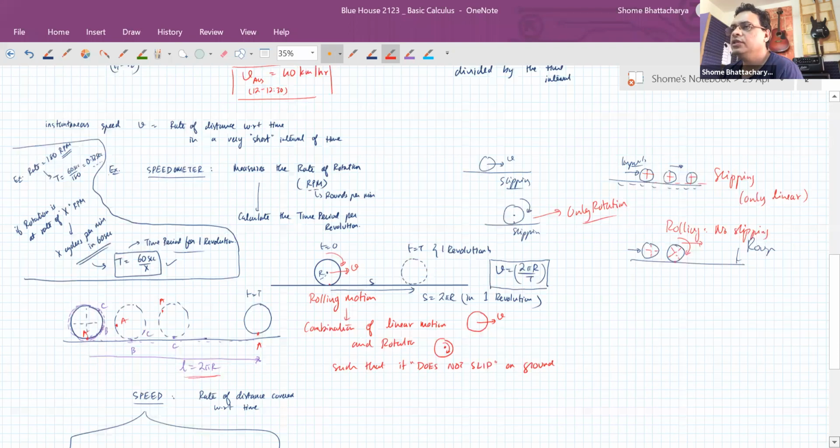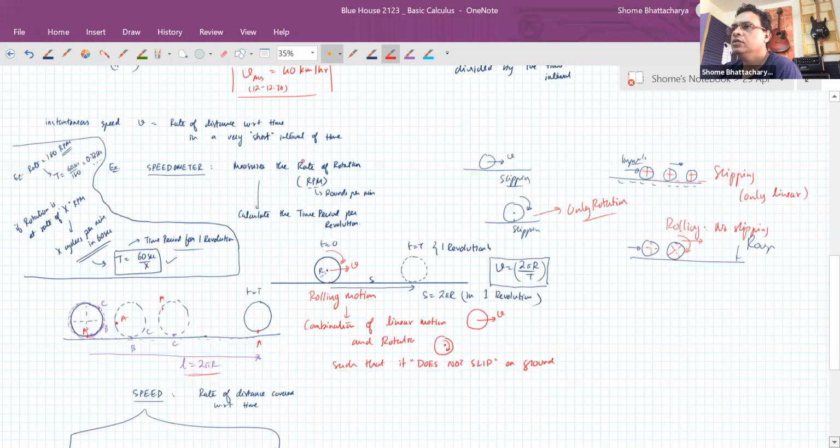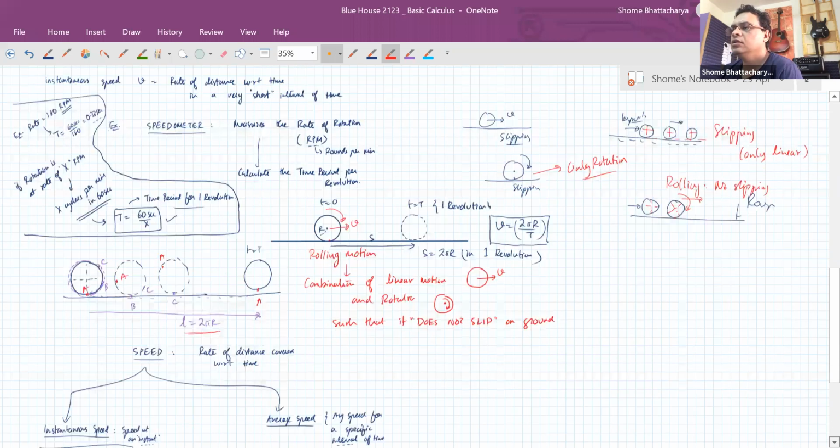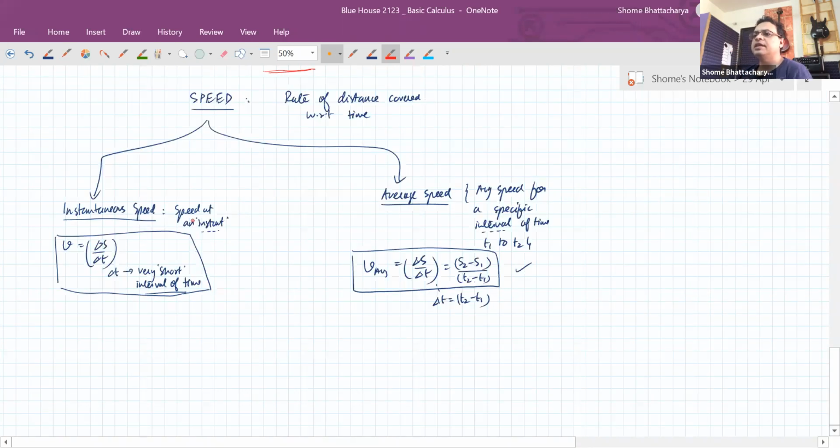Okay, so let's come down to this part now. You can say the so-called definition of the two types of speed, instantaneous speed and average speed.